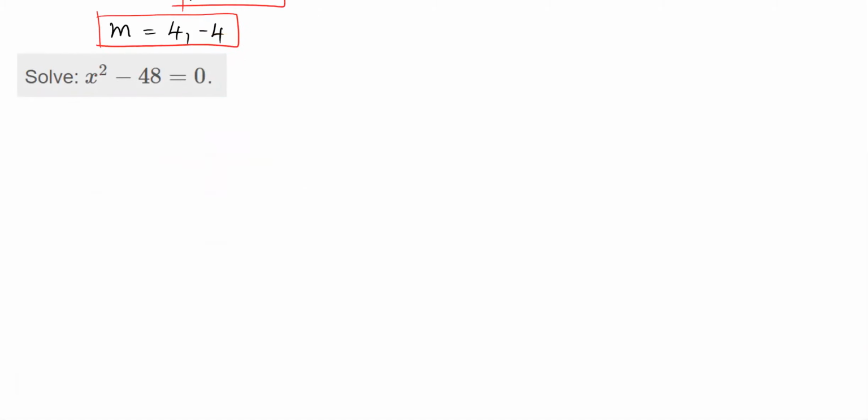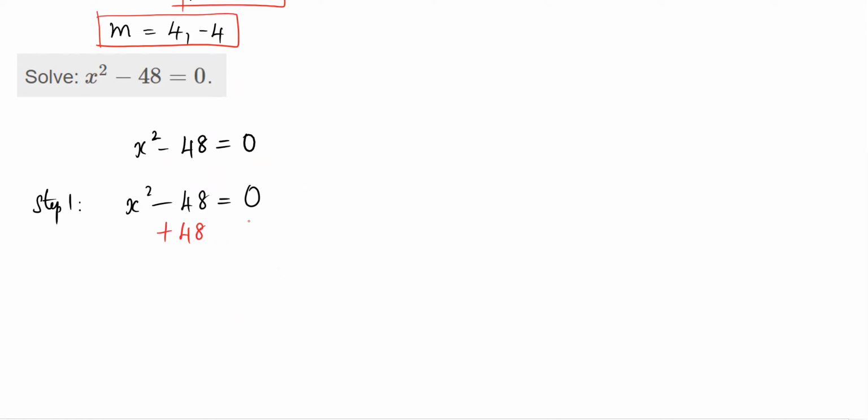How about this one? X squared minus 48 equals 0. Okay. As always, step 1. So step 1 is to isolate it. So I need to get rid of the 48. So I add 48 on both sides.